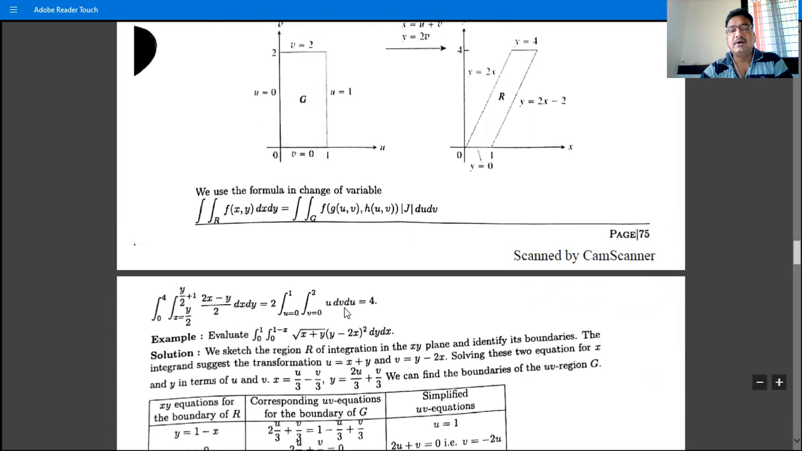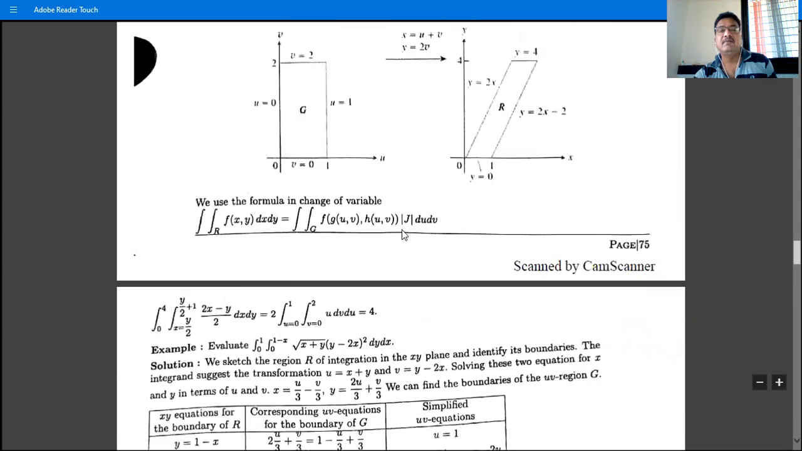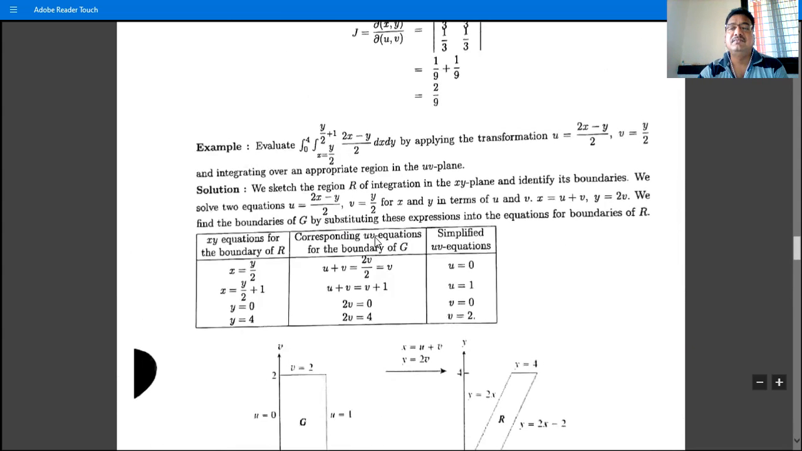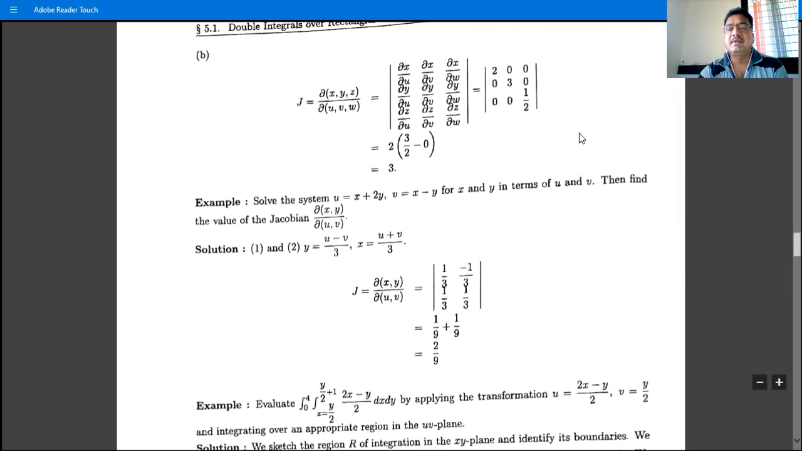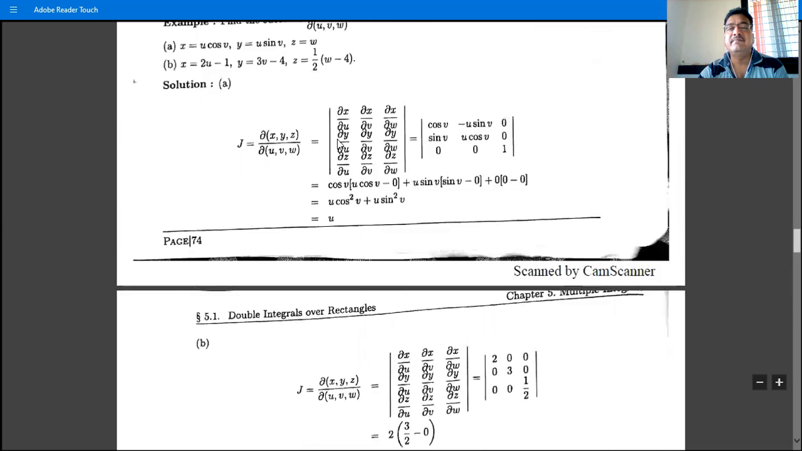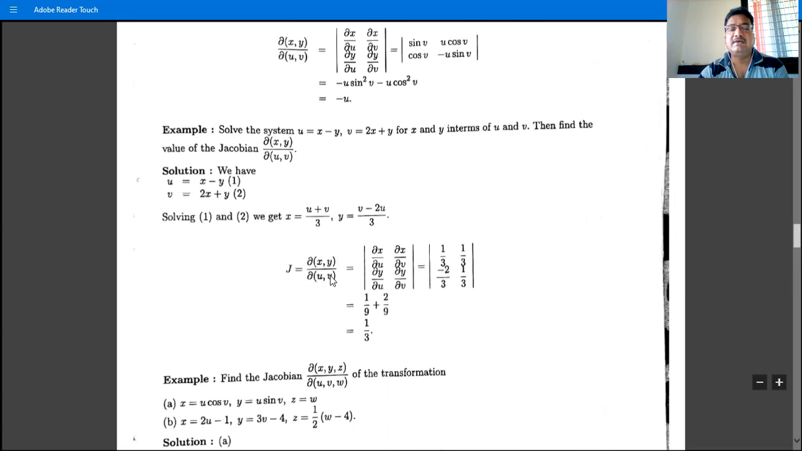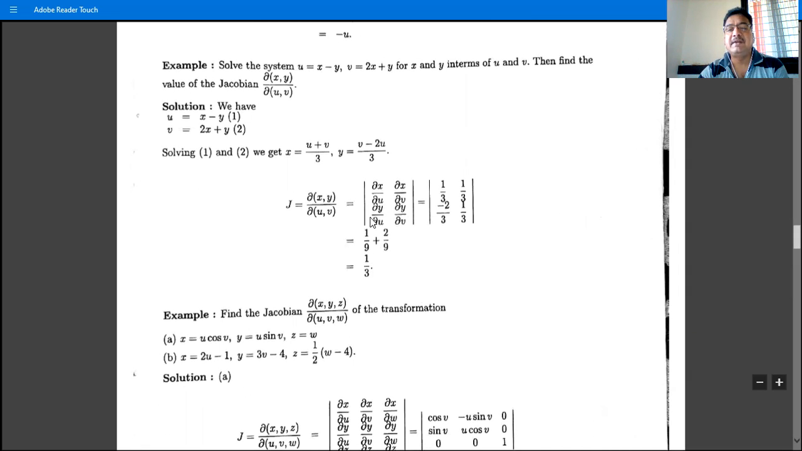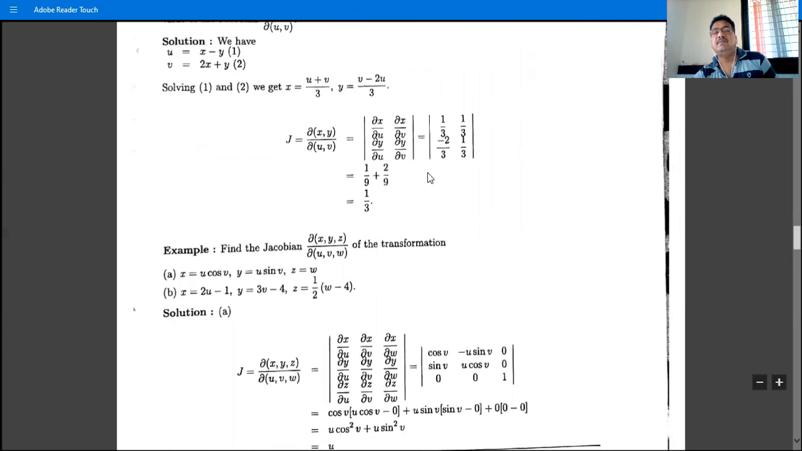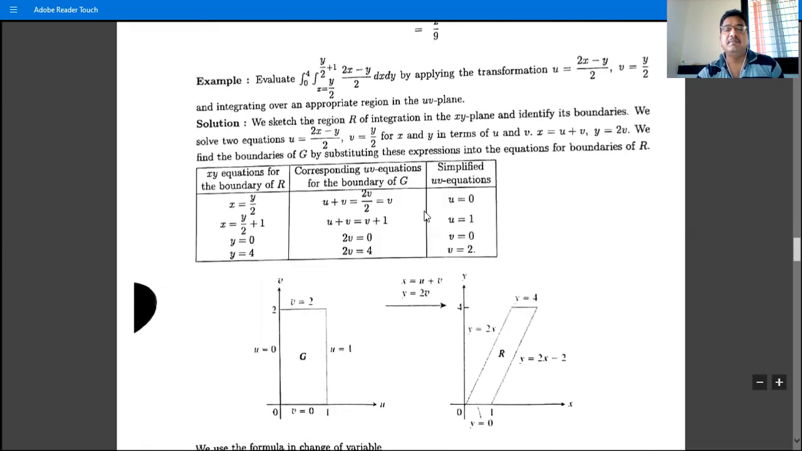And the value of mod J. Mod J is what? So find J for this. J is the determinant of del(x,y) by del(u,v): del x by del u, del x by del v, del y by del u, del y by del v. And then find its determinant. So find that Jacobian.